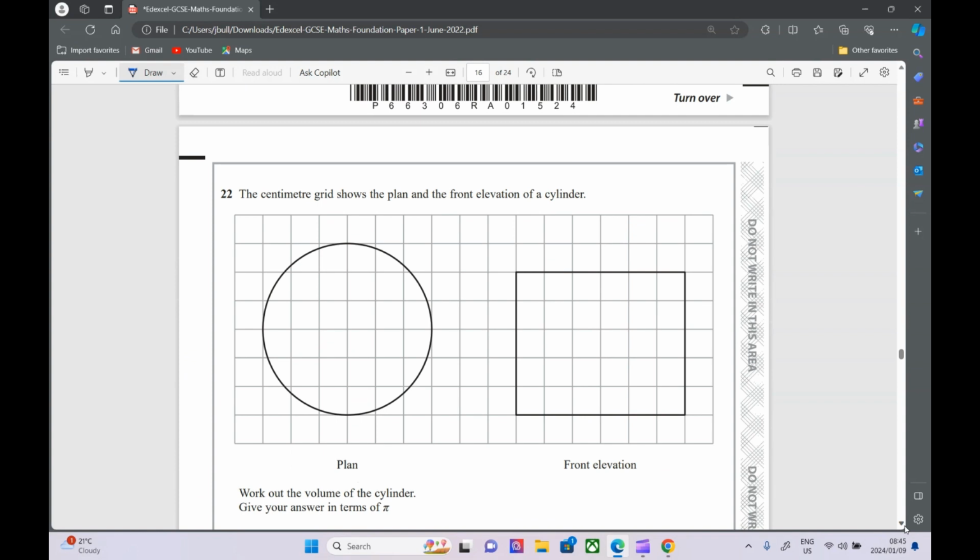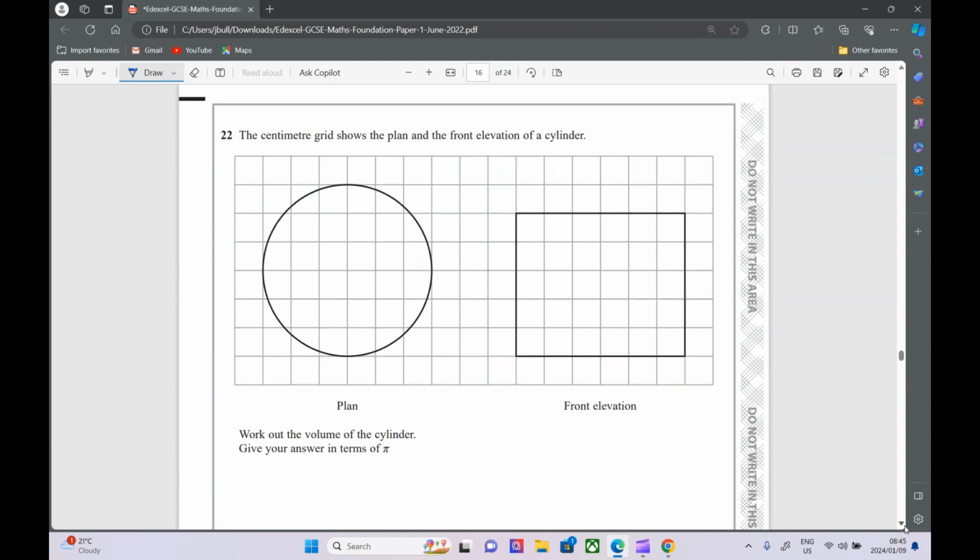Okay, question 22. The centimeter grid shows the plan and the front elevation of a cylinder. Okay, so this is the top view and this is front view. And because it's a centimeter grid, that means each of these blocks is 1 centimeter. Okay, so 1, 1, 1, 1, 1, 1. So we could measure across. In fact, let's just do that just so we get a hang of these things.